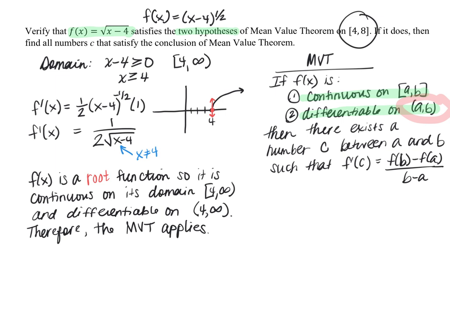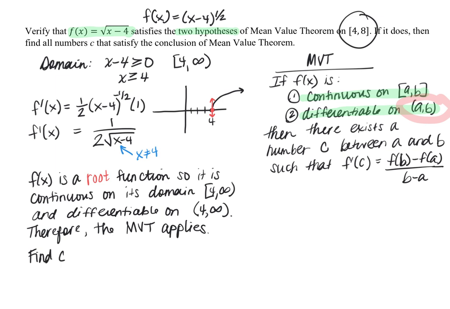You could also say square root function. So it is continuous on its domain, the closed interval 4 to infinity, and it is differentiable on the open interval from 4 to infinity. Therefore, the mean value theorem applies. Now we can go to work to actually find that value of c.